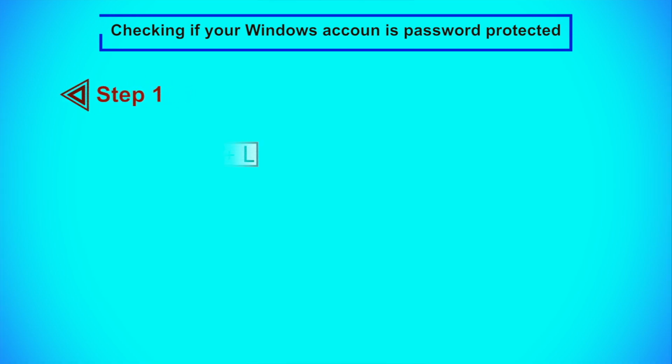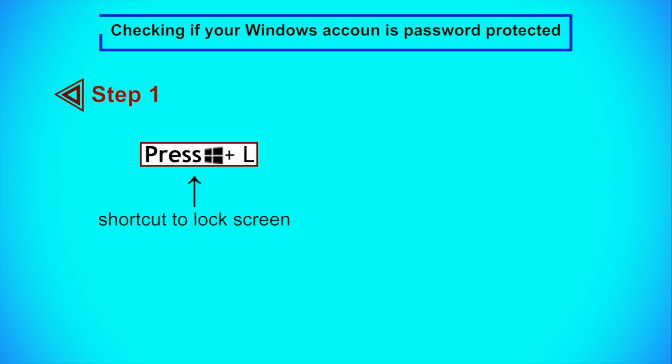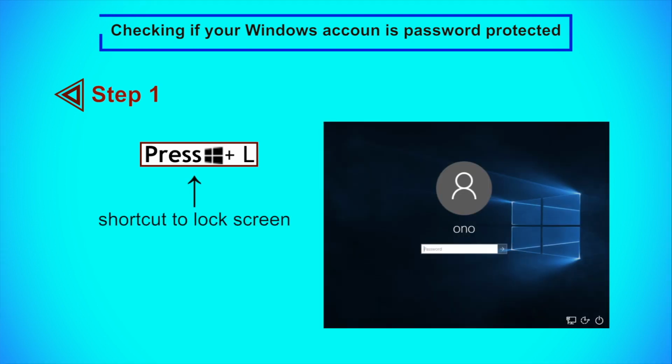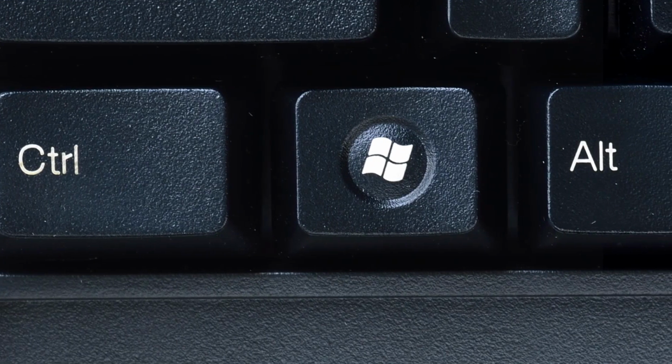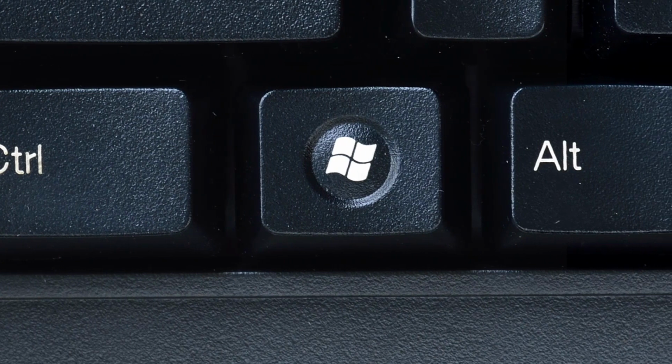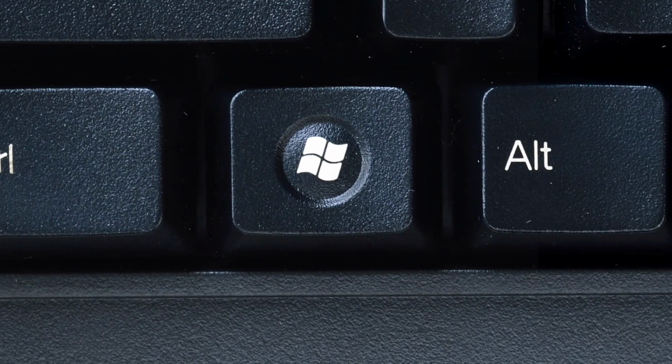Step 1. Press Windows key and L, which is the shortcut to lock your screen. If you have a password on your user account, you will need to enter it here. If you do not have a password, you will be able to access your desktop again without entering a password. Please note that the Windows key is located on most Windows computers between the Control and Alt keys.